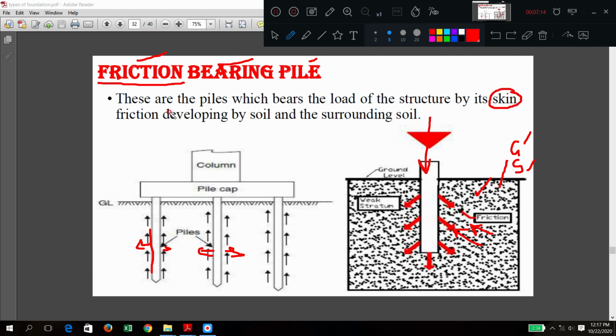What do you mean by skin friction? Skin is what? Outside area, no? Skin is outside. So all the people will have skin where? Inside or outside? Outside of the body, no? So through that you are transferring the load to the soil by developing the friction between the surfaces. We call it friction bearing piles. Okay, I hope it is clear.